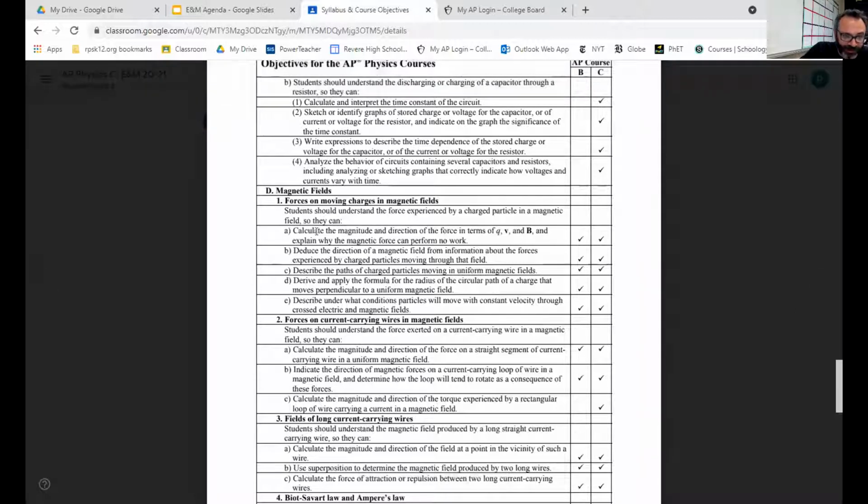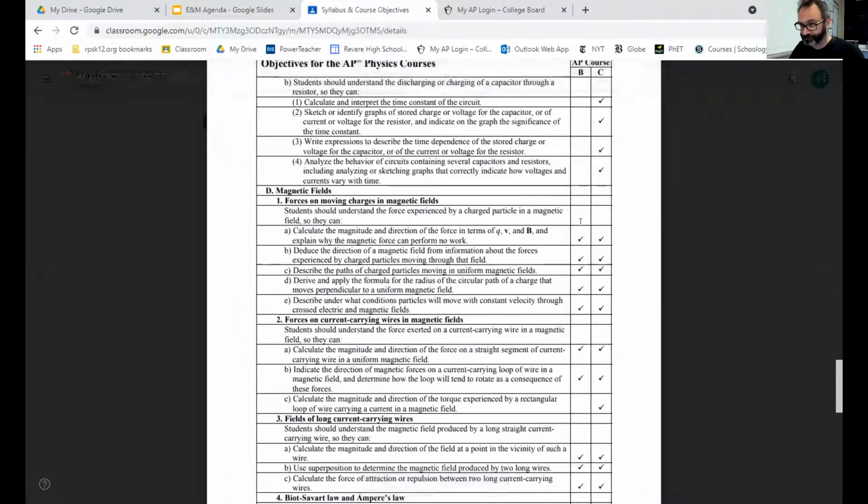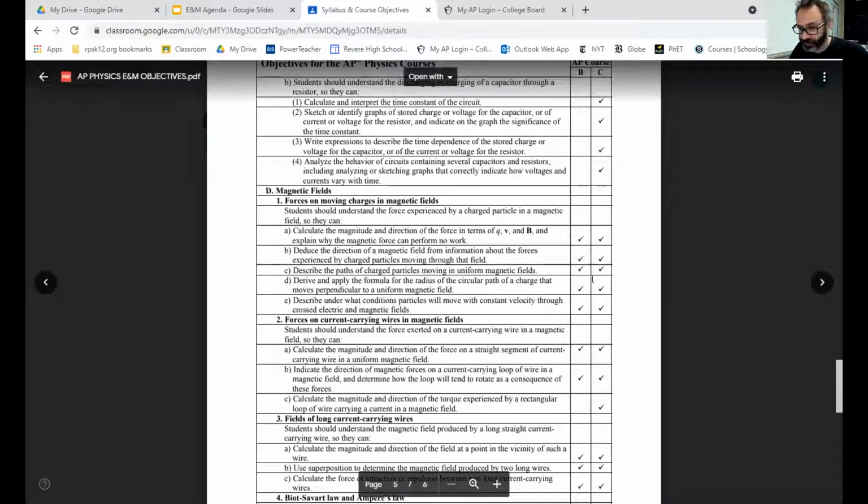So you're going to be able to calculate the magnitude and the direction of the magnetic force. We just have one equation for that. And that's going to involve the right-hand rule. And using the right-hand rule, you'll be able to tell the direction of a magnetic field from information about the forces experienced by that moving charged particle.